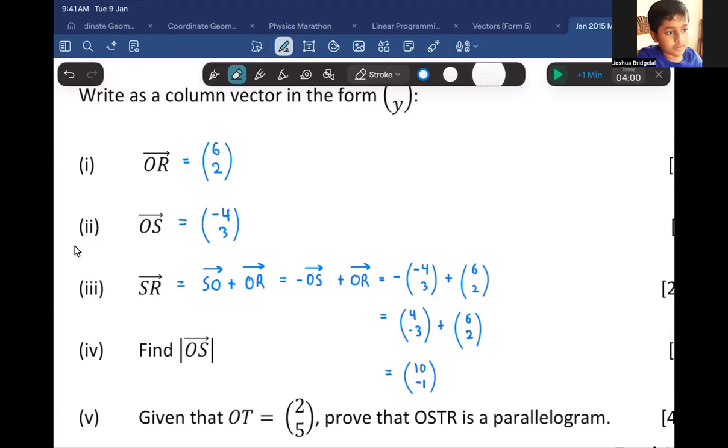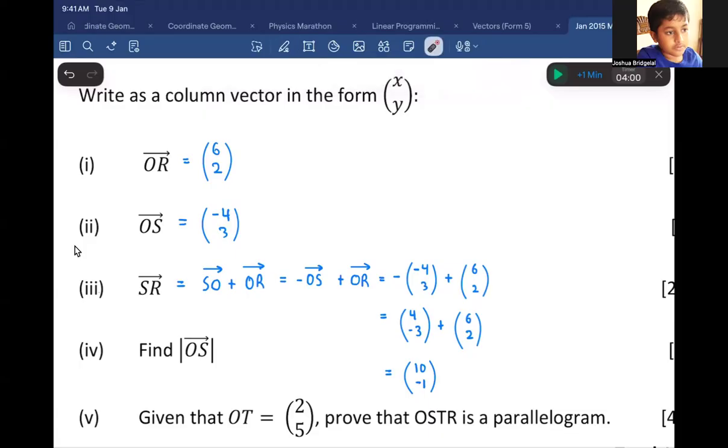Yeah, understood, sir. Because we need to find SR, we find the idea of SO plus OR, then switch the order. Negative OS plus OR equals negative 4, 3 plus 6, 2. Then you put it back to 4, negative 3 plus 6, 2 equals 10, negative 1. Straightforward, right? Yes, sir. Nice. Now that's one way you could do it.